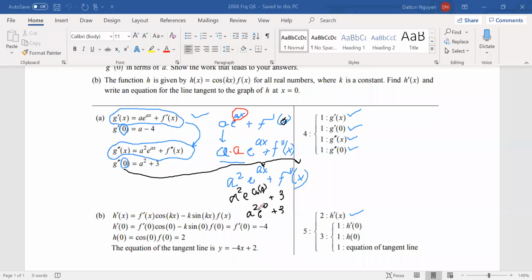What's anything raised to the 0 power? It's going to be 1. So therefore, this is just going to leave me with a squared plus 3 as my answer for g double prime of 0. Does that make sense now? Okay. With this being said, I'm going to go ahead and clear this part.